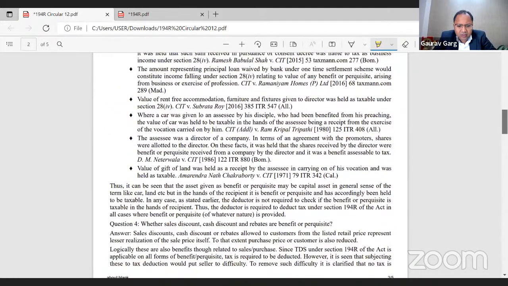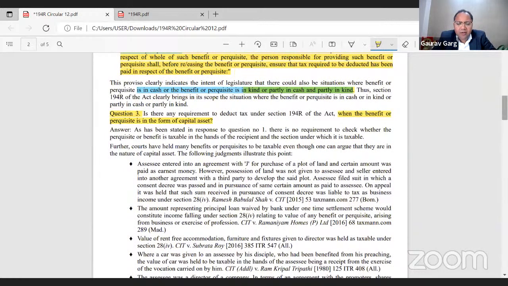Please give example of capital asset. So let's say, I'm coming to you regularly for giving you tax opinion, and because of one of my opinions, you are able to save a lot of cash and avoid litigation. And because you are feeling happy, you gifted me a car. So that car which you gifted me is the benefit which you have given me in the form of capital asset, and you are required to deduct TDS on the value of car.